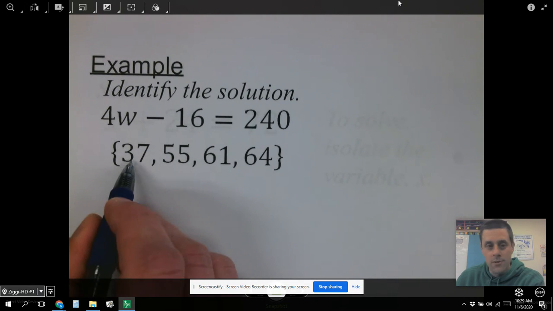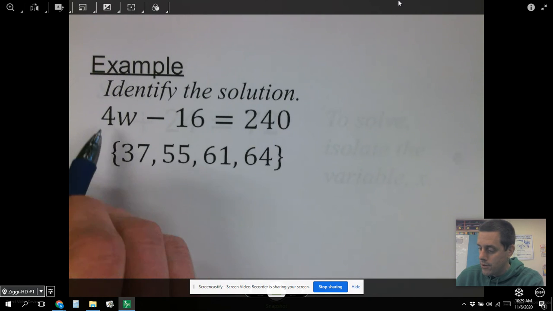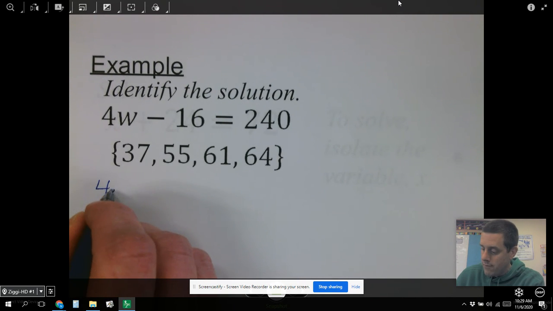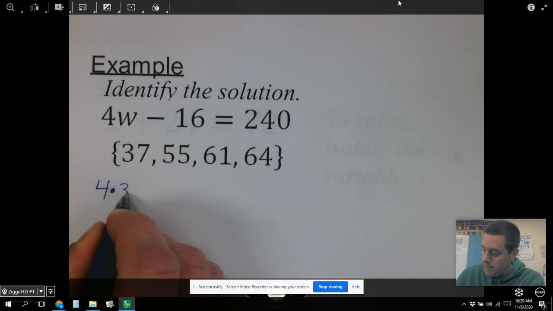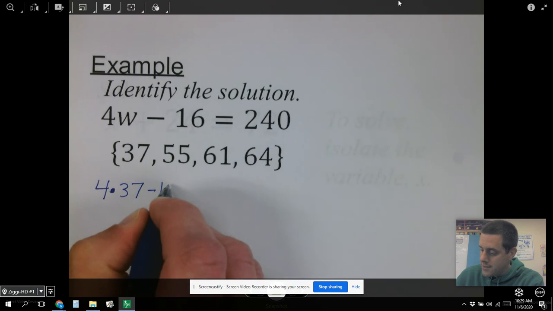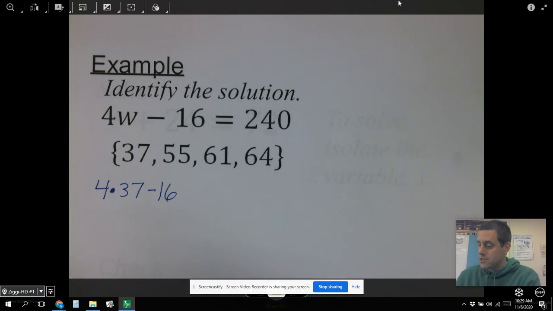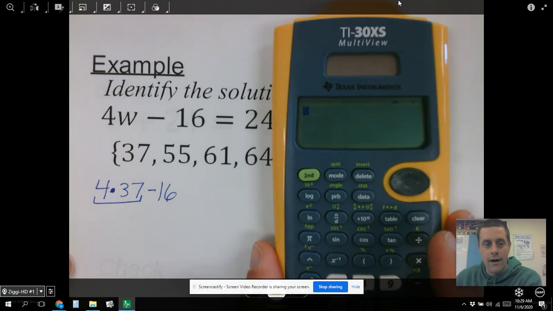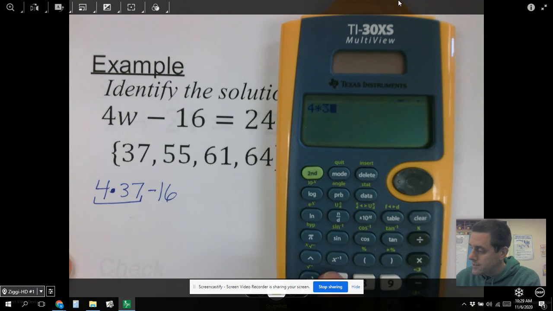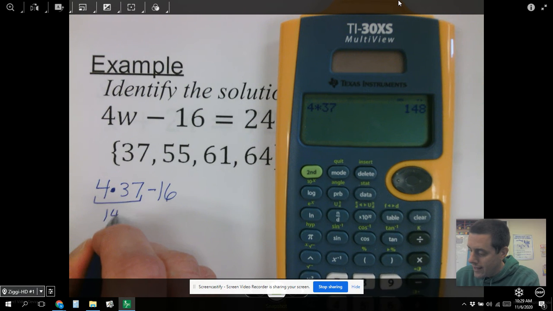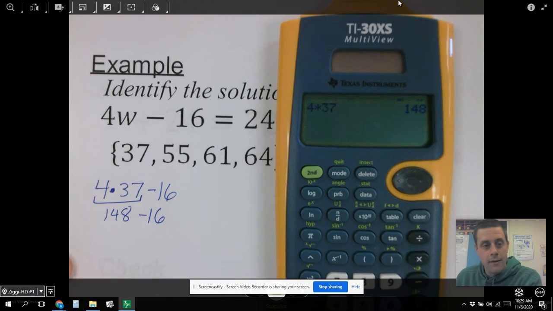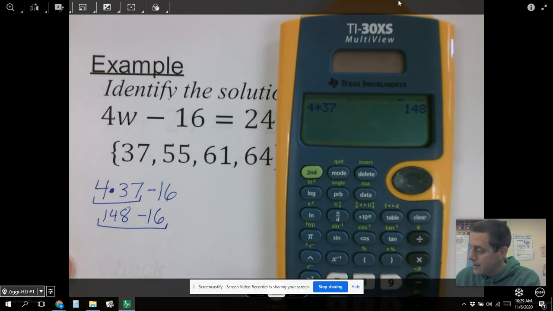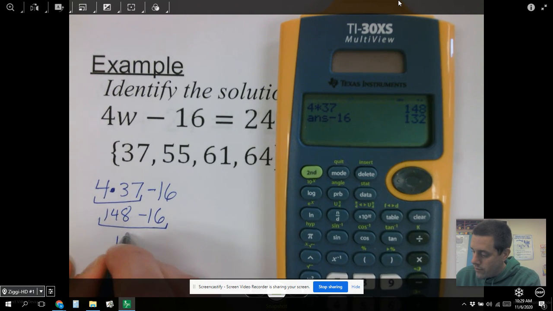So our first possible solution is 37. We're going to plug that into w. 4 is touching the w, means we're multiplying 4 times. In place of the w, I'm putting a 37 minus 16. Now, because we have multiple calculations occurring on the left side of our equation, make sure you follow the order of operations. I'm going to multiply first. So calculator out again. 4 times 37 gives us 148. I'm going to drop my minus 16, and now I'm performing that calculation. 148 minus 16 gives me a final answer of 132.